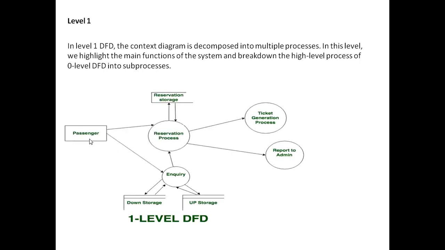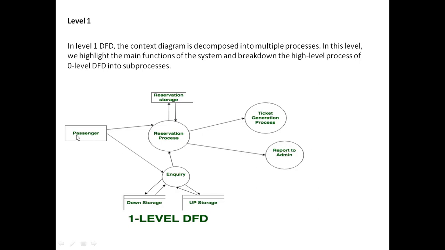A passenger is an entity. Reservation storage is also an entity. Down storage is a data store. Up storage is a data store. Okay, and reservation is a process. A passenger can do a reservation process with the ticket generation process. This is also a process, or it can be reported to admin. Anything that happens with this reservation process will be reported to the admin.